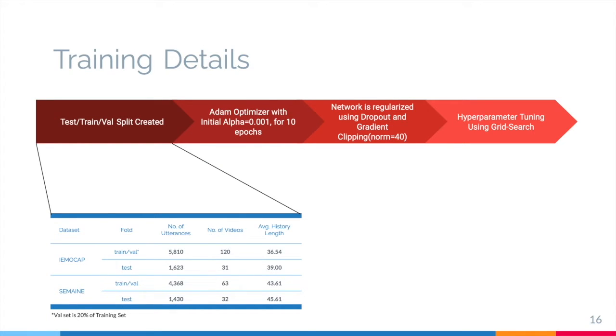Now let's take a look at the training details. The extracted data is divided into a train test split in a ratio of 80 to 20, with a further 20% of the training set being set aside as a validation set for hyperparameter tuning. The model is then trained using the ADAM optimizer, which is an adaptive learning rate optimization algorithm. The author started with an initial learning rate of 0.001, and this is carried out for 10 epochs. The network is also subjected to dropout and gradient clipping for regularization, and finally, the best hyperparameters are decided using a grid search.